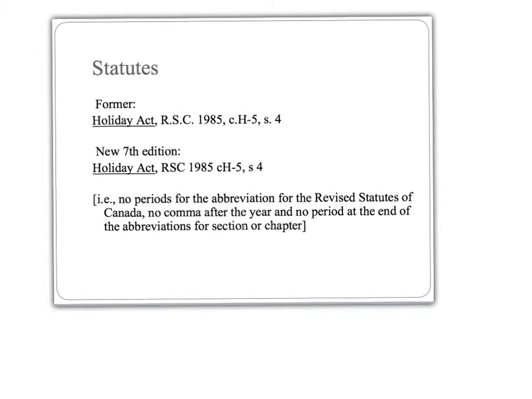When you cite a statute, you will use the format that is used within the office that you are working for. The former way of citing a statute would be to have a comma after the name of the Act, Holiday Act, periods in between the letters of the reporter, a comma after the year, and a period after C for chapter number. In the 7th edition McGill Guide, they now have stated that you may remove the periods between the letters of the reporter, the comma after the year, and the period after C for chapter.